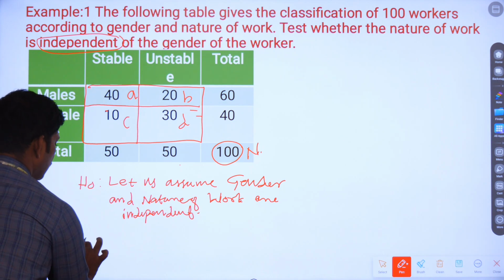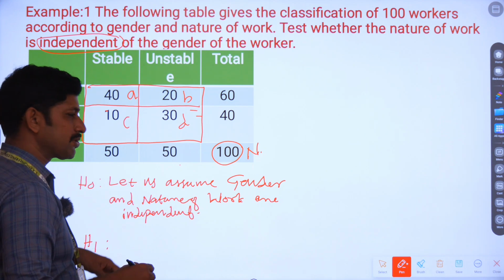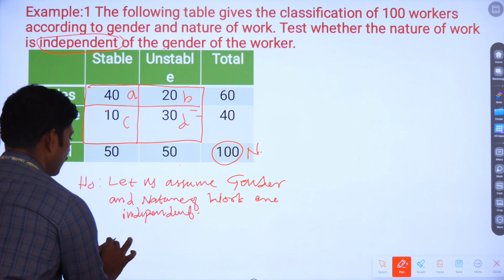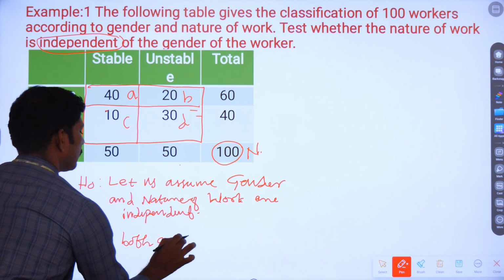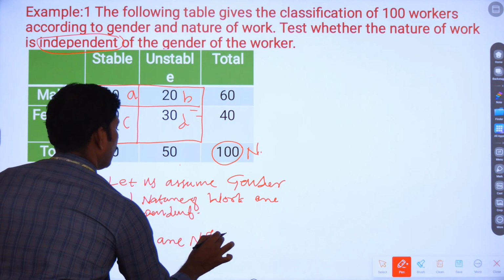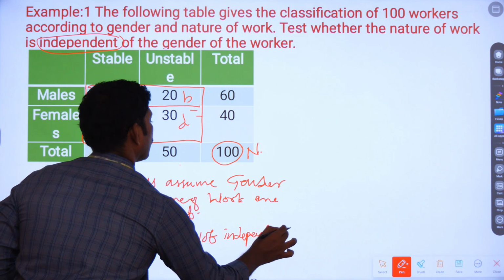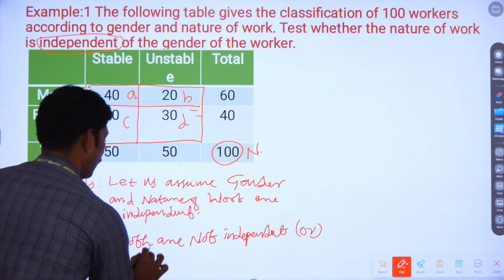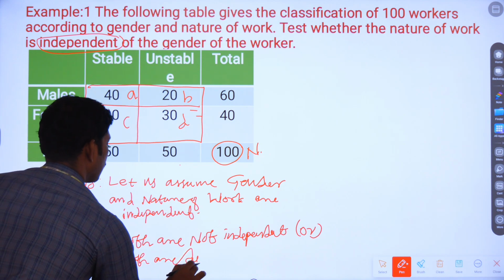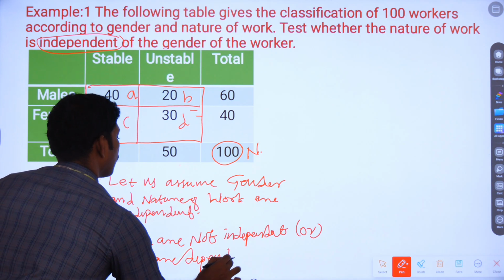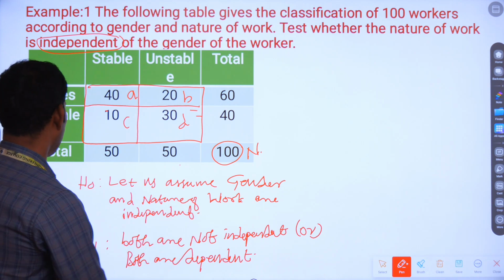Next, we need to assume H1, the alternate hypothesis. This is the alternate to the H naught statement. Therefore, both are not independent, or both are dependent. That is step 1.